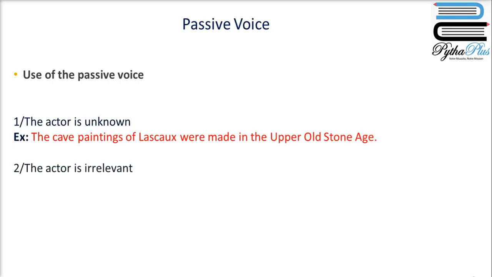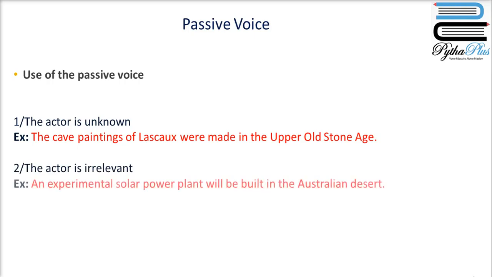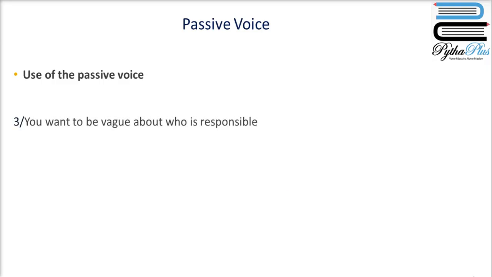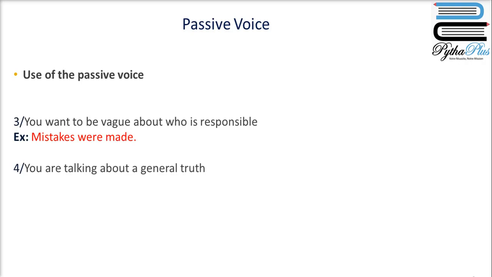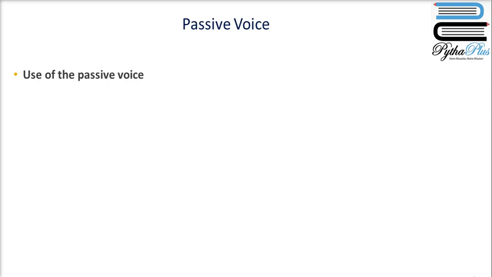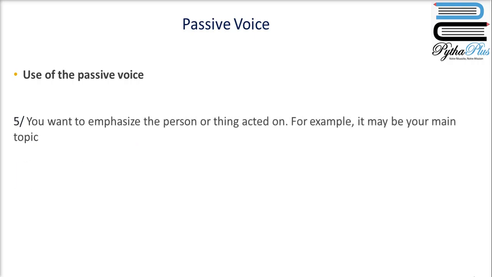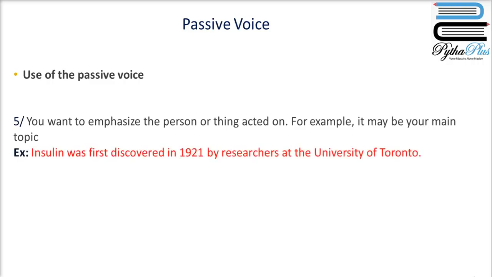The second way is when we have an actor who is irrelevant, so we can say an experimental solar power plant will be built in the Australian desert. The third case is if we want to be vague about who is responsible, we can say mistakes were made. The fourth case is when we want to talk about a general truth, we can say rules are made to be broken. And finally, if we want to emphasize the person or the thing that is acted on, we can say insulin was first discovered in 1921 by researchers at the University of Toronto.